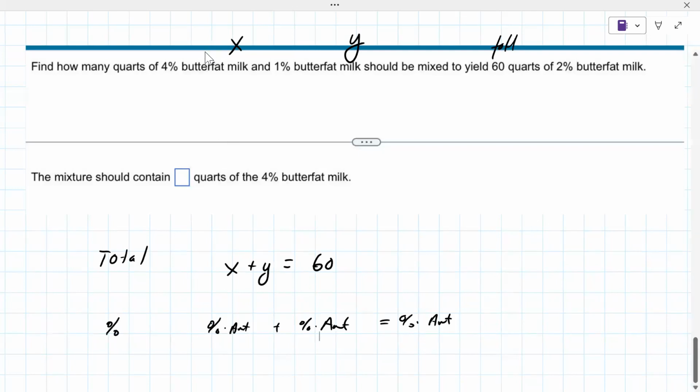All right. The percent is literally a percent. So 0.04x plus 0.01y, I'm getting those numbers from right there, equals, we want a 2% of the total amount, which is 60? 60. Yeah.